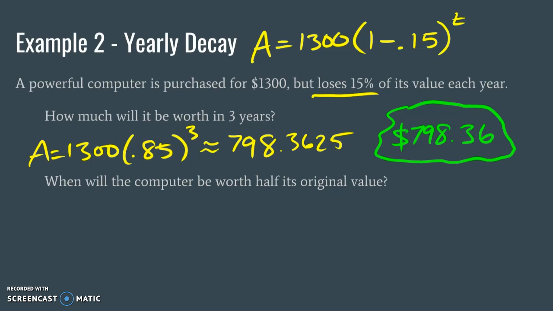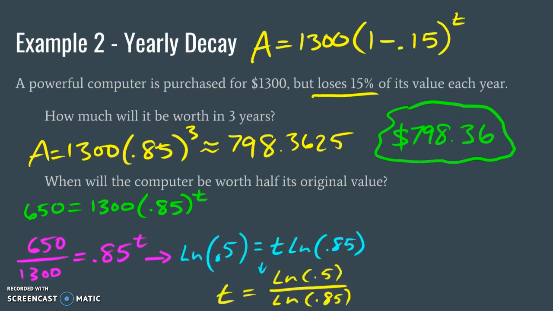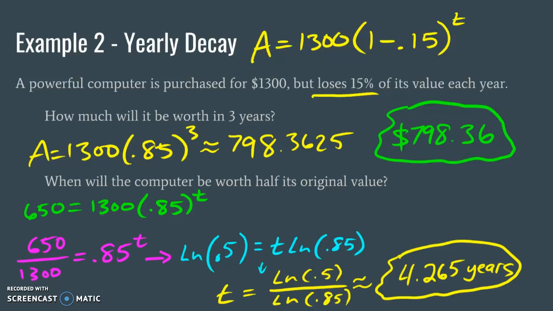And if we want to know how long it will take for the computer to be worth half its value, half of $1,300 is $650, so that is our final value, equals our initial value times 0.85 to the t power. Going through the exact same process for solving as the previous example, we divide both sides by 1,300. Then we take a natural log of both sides, which allows us to move the exponent t to the front. And after a little bit of division, we get an approximate value for t, 4.265 years. Now, if you haven't already noticed a cool little thing, when you work with something losing half its original value, half will exist in your equation, which is right here.